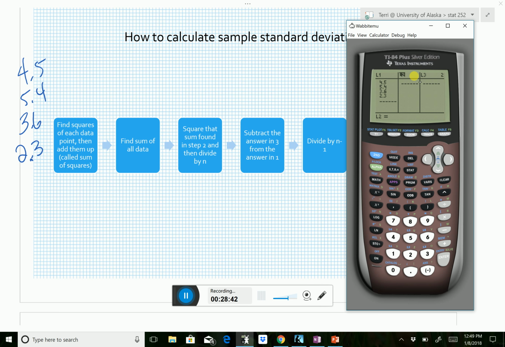And then to square them, all I need to do is make sure L2 is highlighted, and I go second, 1, squared. And there's all my numbers squared. So that's the first step. And now we have to add these numbers up. I can do that under list, math, and I want the sum. Not there, I don't want it there. Let's get out of this. Now we can go to list, math, sum of list 2.